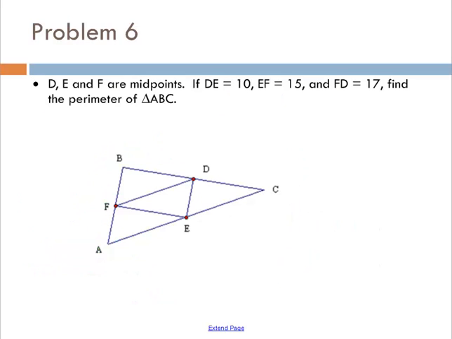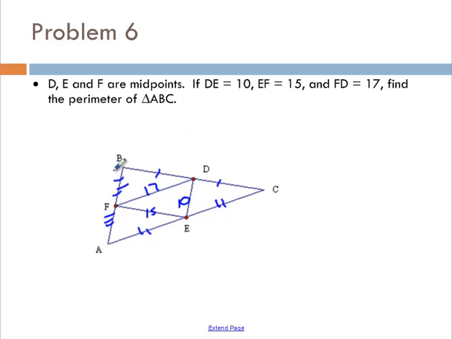And the last problem on this video, D, E, and F are all midpoints, which makes all three of these midsegments. So I'm going to mark this picture that those are all being split. DE is 10, EF is 15, and FD is 17. I need to find the perimeter of the big triangle.